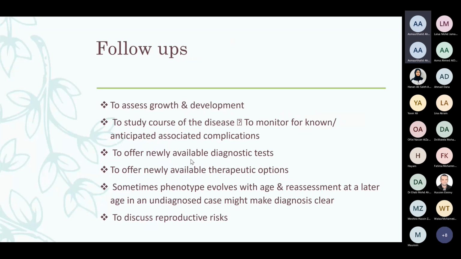Follow up, you have to follow up any patient with a dysmorphic baby to assess his growth and development, to study the course of disease, to monitor for known or anticipated associated complications, to offer a newly developed diagnostic test, to offer a therapeutic option if it's available or newly available. And sometimes you might miss, but the phenotype sometimes could evolve with age, and reassessment later could help in undiagnosed cases. And the reproductive risk should be discussed with the family.